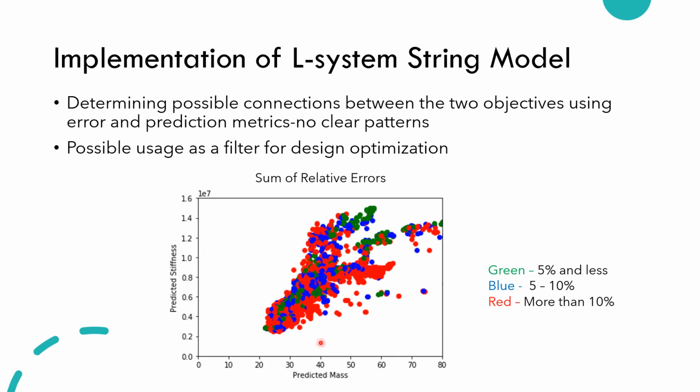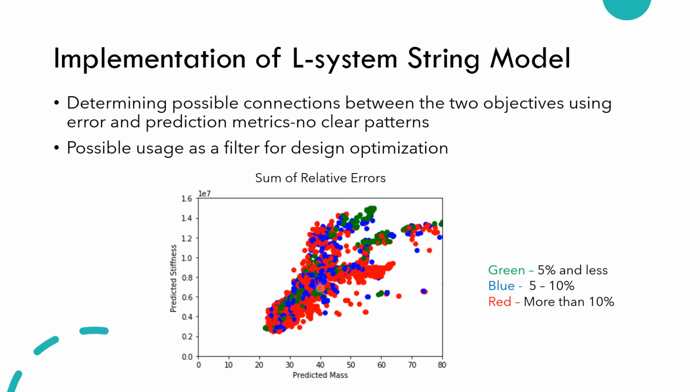For example, if you received a prediction of mass of 40, then there are red points, green, and blue points, which means that there's no telling whether the prediction that you got has higher or lower error. But to reiterate, on average, the L system string model predicts accurately, with even 10% relative error not considered to be horrible for design.